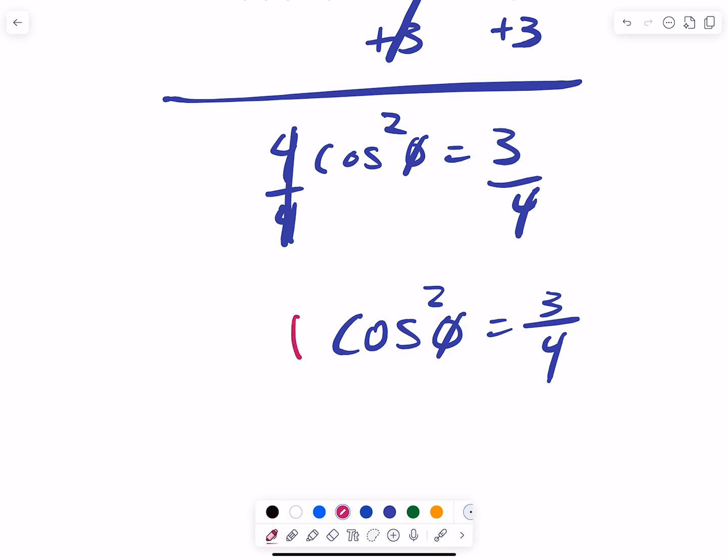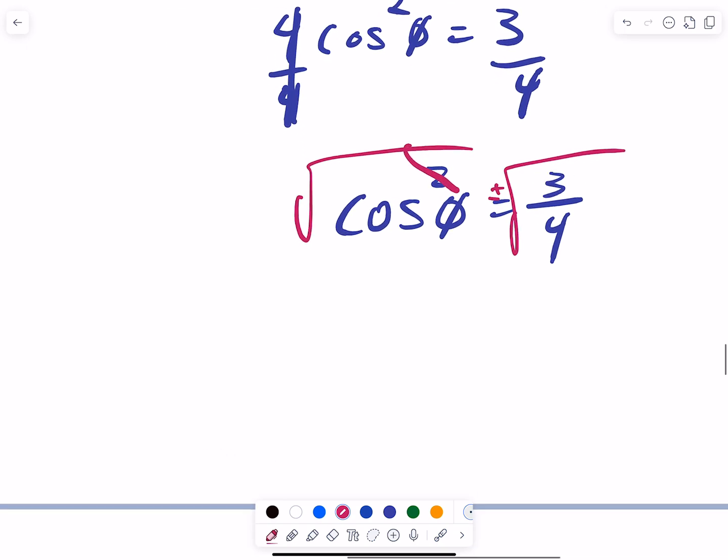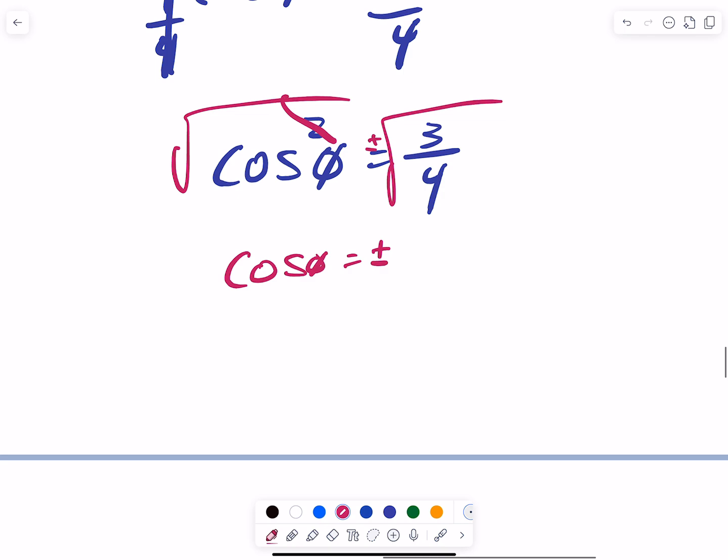And then we're going to take the square root here. This cancels. So then this is going to be cosine theta plus or minus, right? You got to put plus or minus. It's going to be the square root of 3 over the square root of 4, which is just 2, right?